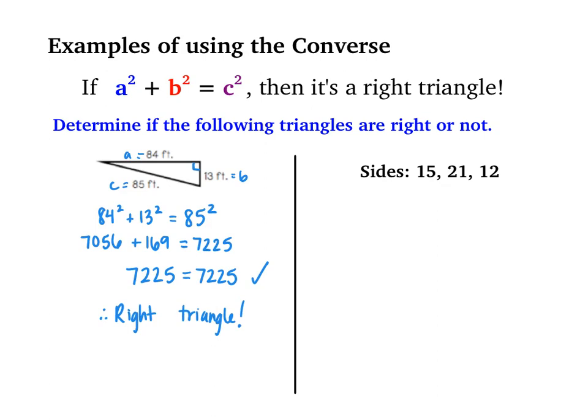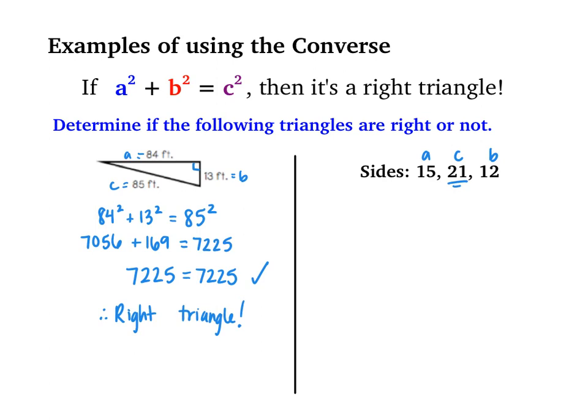Now, if I look at the next example, it's slightly different. I don't have a picture anymore. I just have 15, 21, and 12 listed as my sides. The important thing to note is to pick out that longest side length because I know that it has to be C, or my hypotenuse. Looking here, 21 has to be C. 15 and 12 would be A or B. So I'm going to say 15 is A and 12 is B. But I know the 21 has to be my C value, so be careful for that.